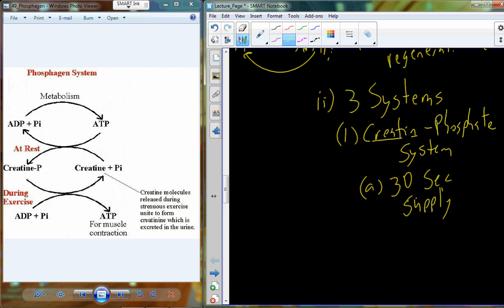So ATP is broken down, you're left over with ADP and Pi, you pick up more Pi from the creatine, add it into the ADP and you get ATP. So really what I'm saying is you're using creatine phosphate as your pool for the inorganic phosphate. And whenever you need that inorganic phosphate, you are going to kick it into producing ATP for muscle contraction or whatever the work is that you're doing. Only a 30 second supply, you overwhelm the system very quickly.